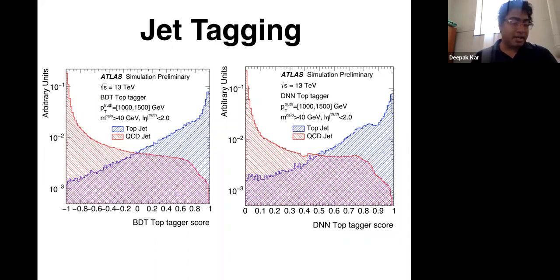Now, one thing you have to realize, even when you apply a cut, let's say at 0, and you say the right-hand side is top jet, the left-hand side is QCD, it's not 100%. There is a background contamination, and the working points take that into account.